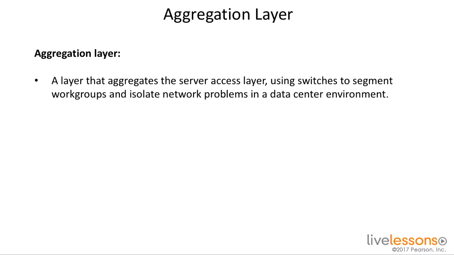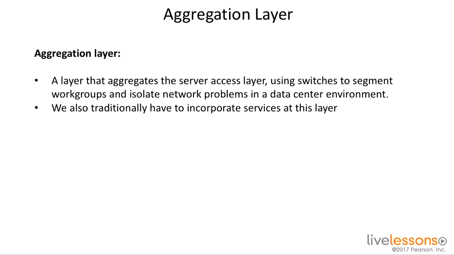Next down from the core layer, we have what we call an aggregation layer. The aggregation layer is what takes multiple racks of servers or multiple rows of servers and aggregates those connections all in one place. We use the aggregation layer to isolate network problems so that if we have a problem in a single rack of network equipment, it doesn't affect the rest of the network.